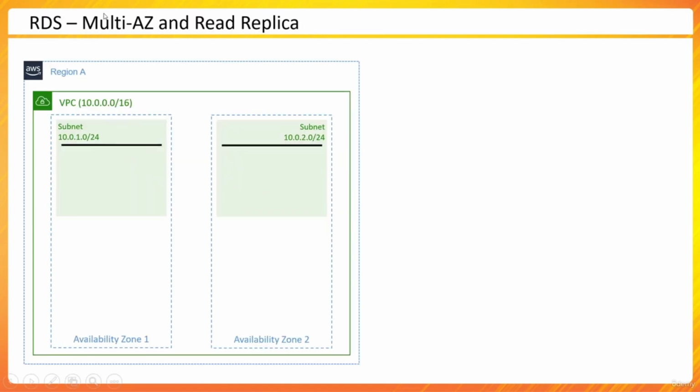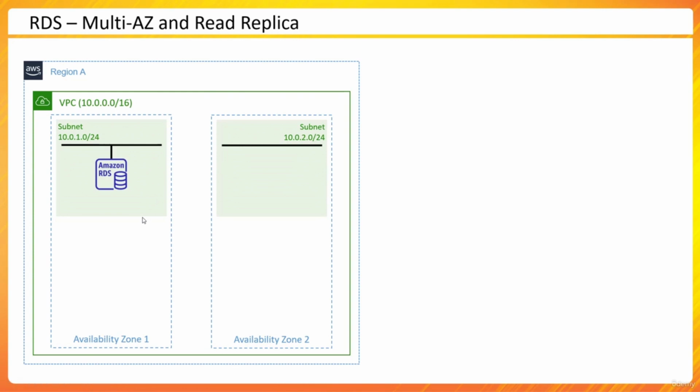Let's now focus on the RDS multi-AZ feature and read replica, and let's see what is happening. To make things easy to understand, I am not creating multiple subnets here, public, private and all, but consider that the services I am hosting are in a private subnet. So I have a region A, I have a VPC, I have two subnets, and I have just hosted an Amazon RDS database.